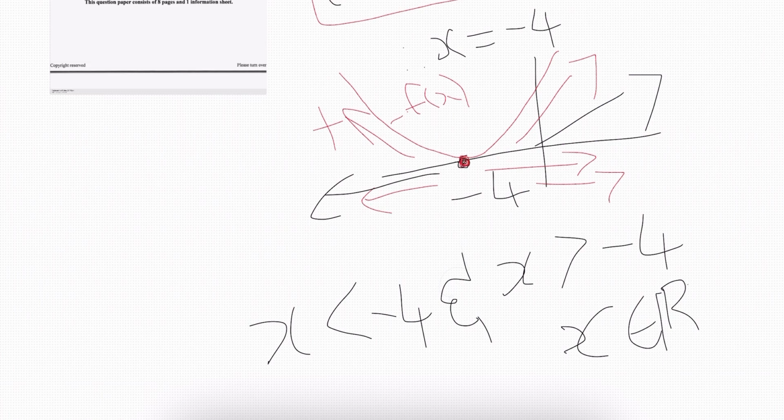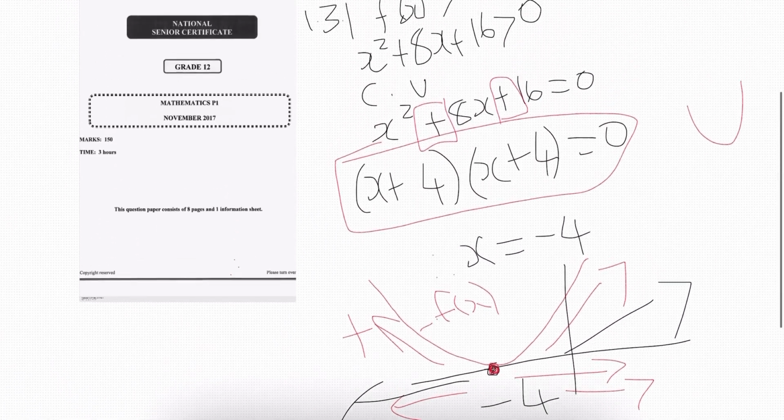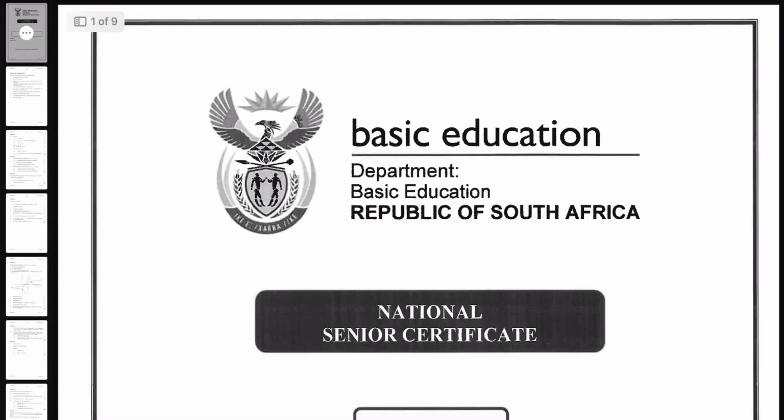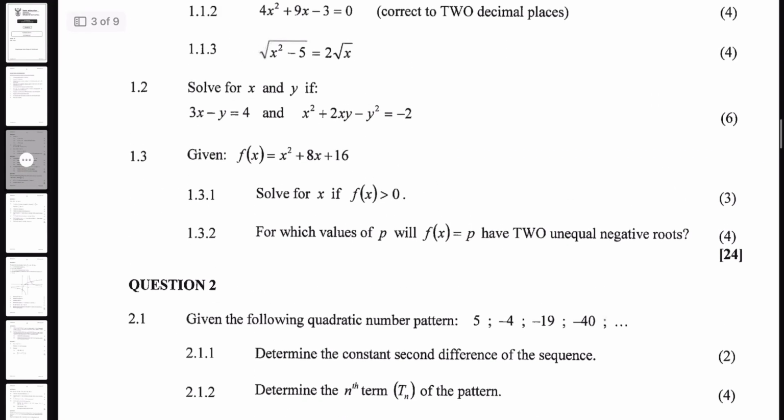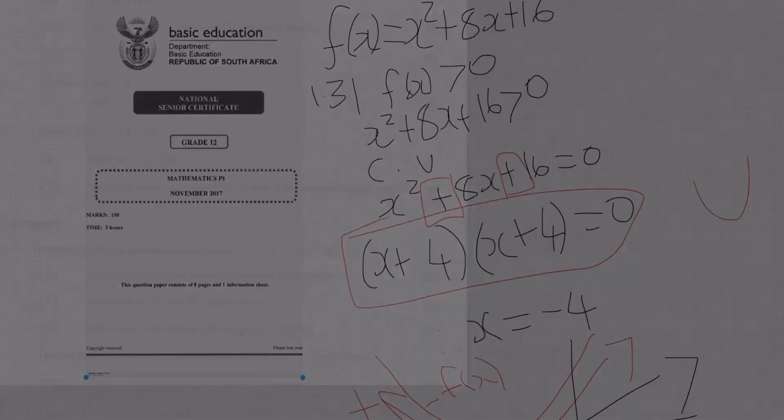Okay, cool. Let's go to the second problem. I think it's 1.3.1. Let's go to 1.3.2. 1.3.2 is saying solve for x. It says for each value of p, will f at x equals p have two unequal roots?